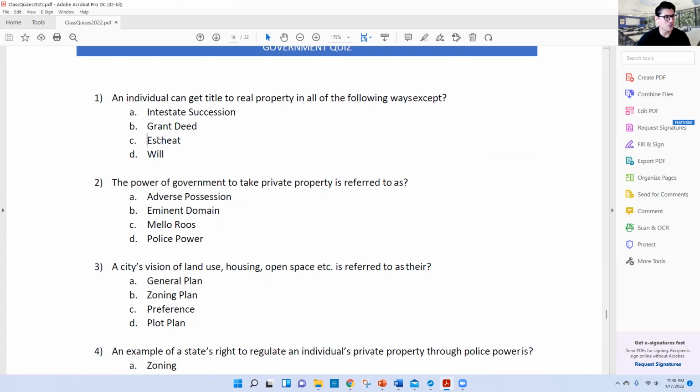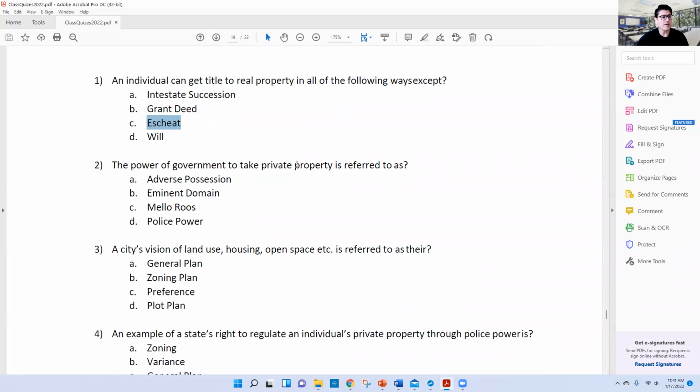So what's escheat? It's not what you did when you went to Las Vegas. It's a very specific term for government. When you die without heirs, no one to survive you, after 5 years, we say the property will escheat to the state of California. So you as an individual can't get title to escheat, only the state of California can. So the correct answer here would be C, escheat.